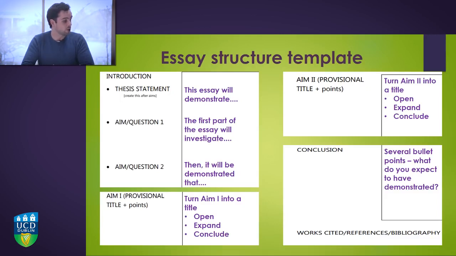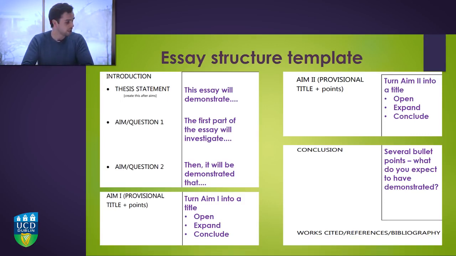After this, write down your 2 aims. The first part of this essay will investigate whatever it is you're going to investigate. Then it will be demonstrated that, and then you just fill that out. The point of that is that you're taking the information from your visual and filling in the blank page. It's all pretty basic at this point. You don't have to have an absolutely brilliantly thought out argument. You're just getting the basics down on the page at the minute, so you don't need to worry too much about it being perfect.